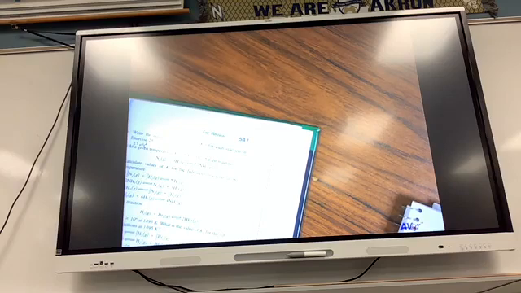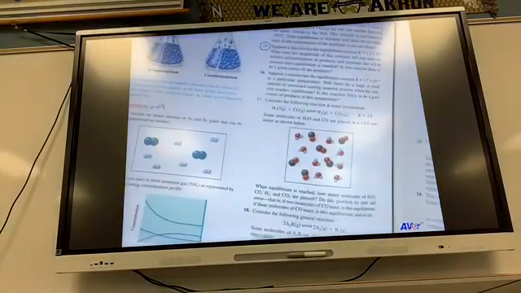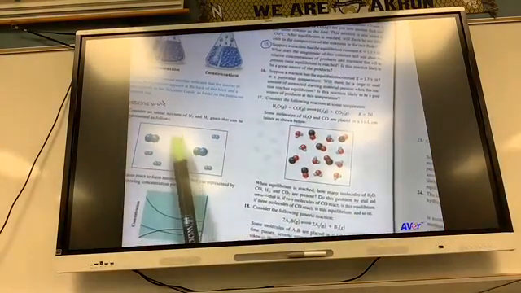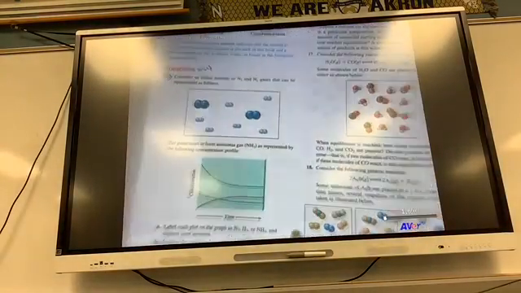Going to be working through the book problems for chapter 13, starting with number 12. So number 12 is right here. Let me zoom in a little bit.